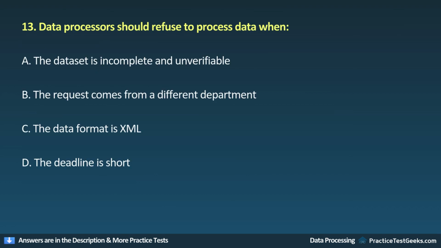13. Data processors should refuse to process data when: A. The data set is incomplete and unverifiable. B. The request comes from a different department. C. The data format is XML. D. The deadline is short.